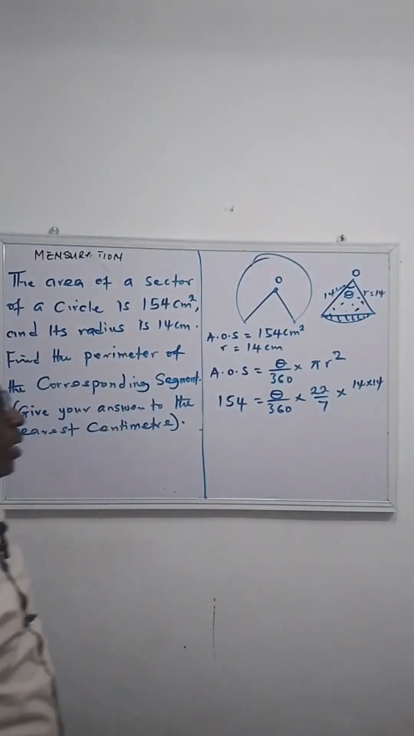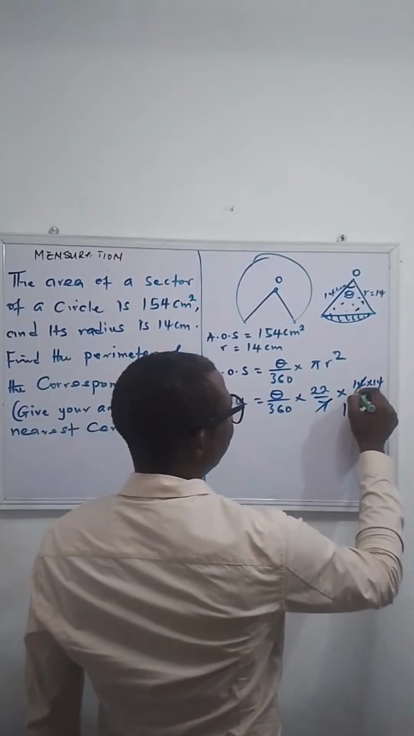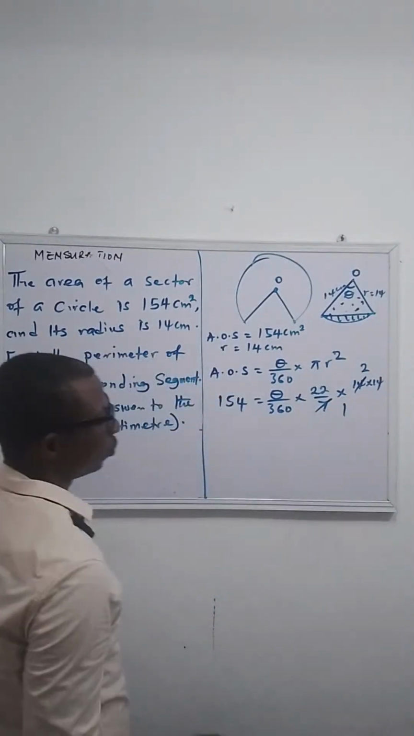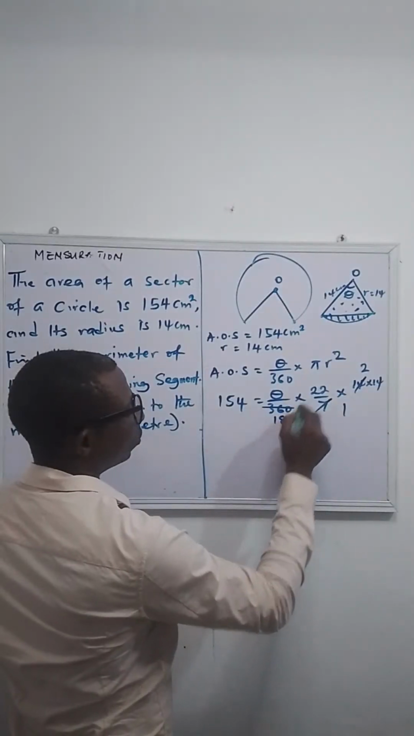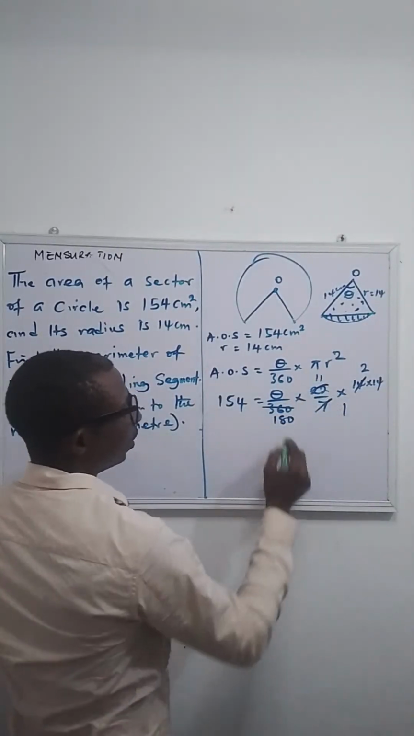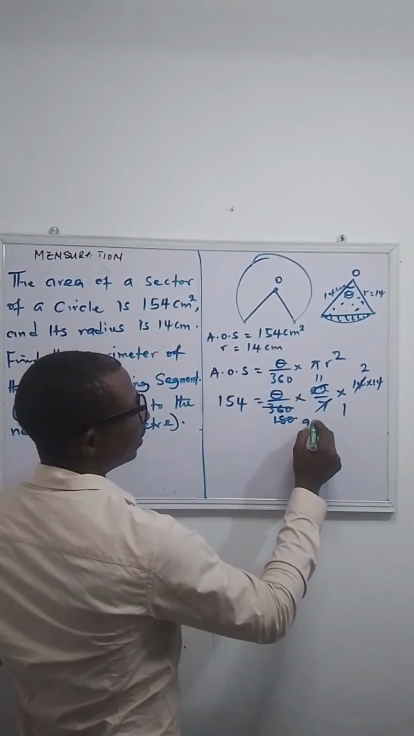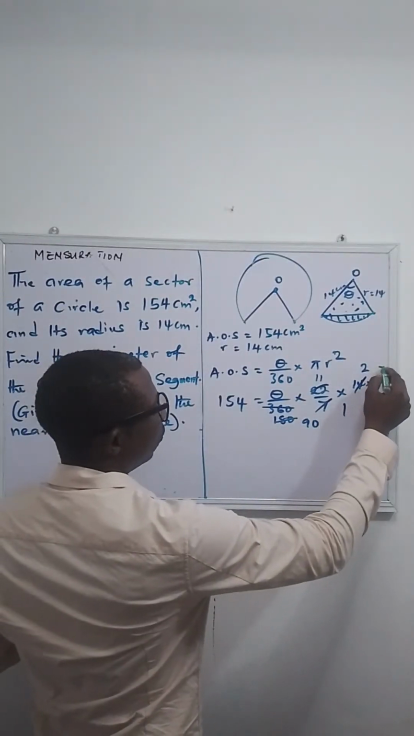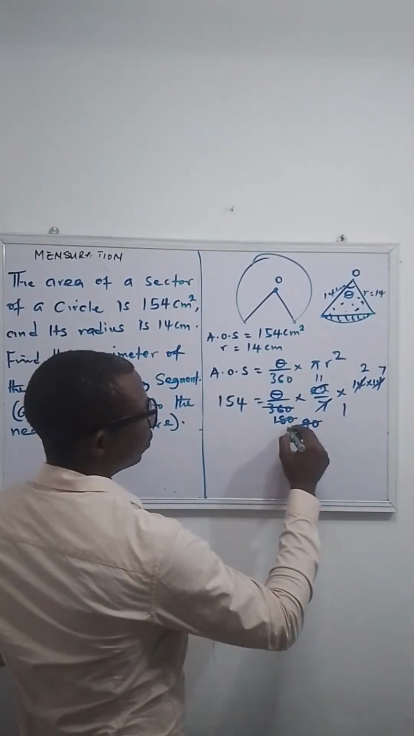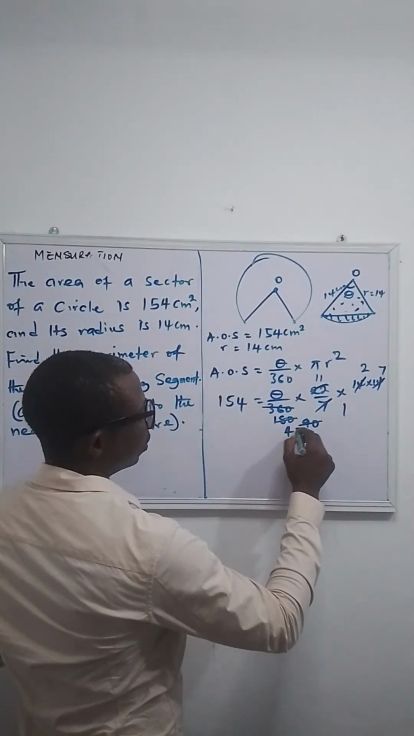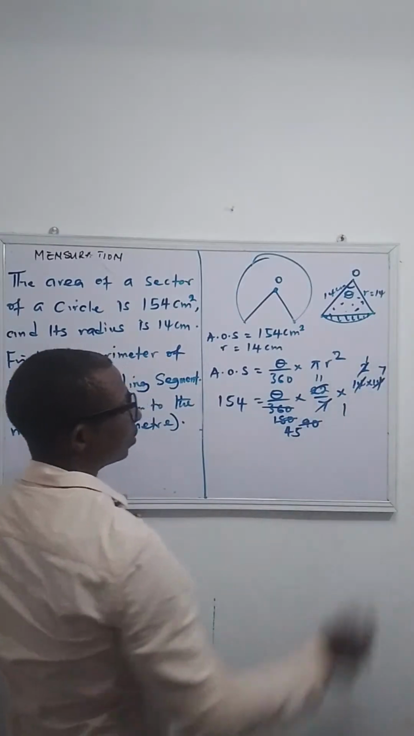Okay, so now we say 7 goes here 1, 7 goes here 2. Okay, now 2 goes here is what? Is 180. 2 goes here is 11. 2 goes here is 90, and 2 goes here is 14. Okay, we can still divide by 2. 2 goes here is 45. 2 goes here is 1.